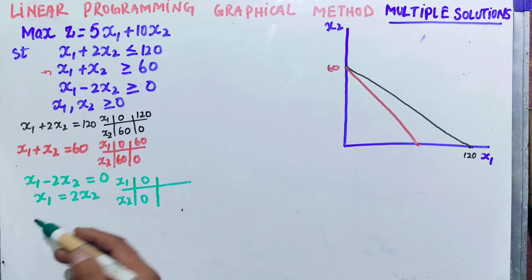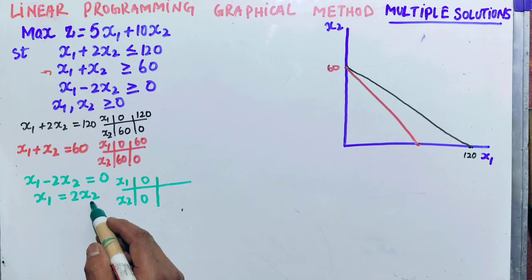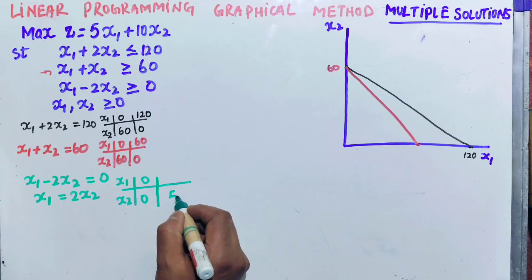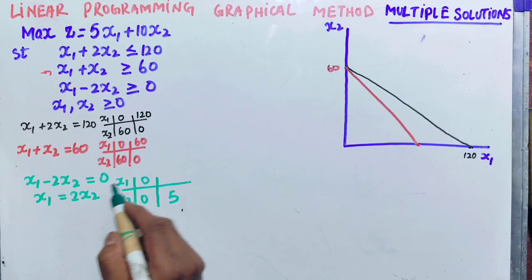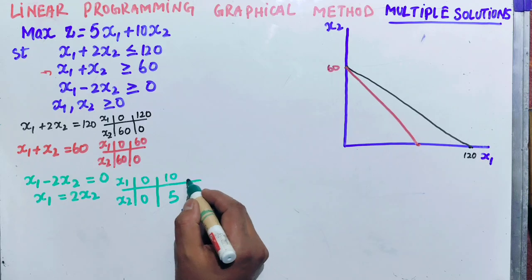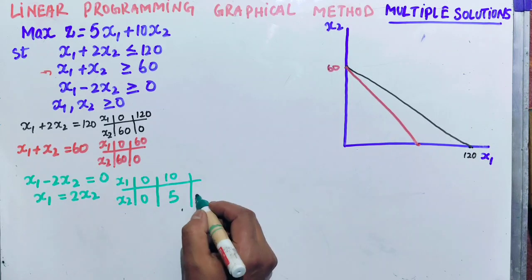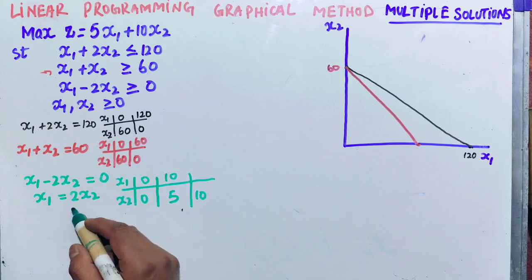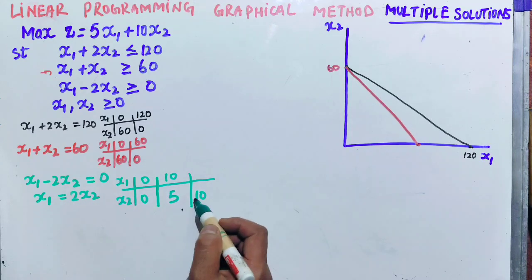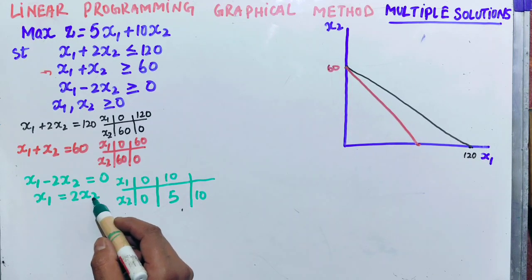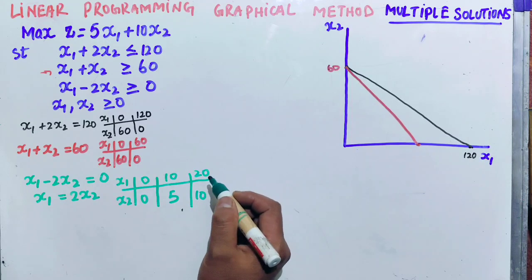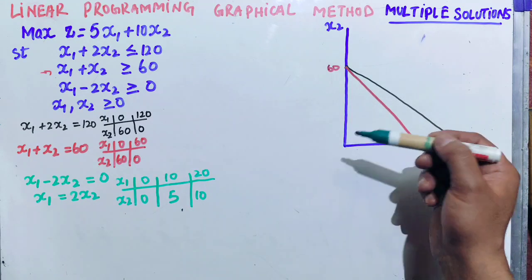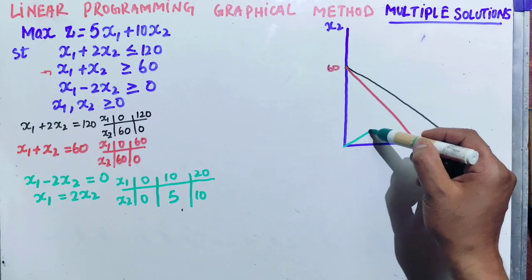Similarly, let us take some points here. Let us say when x2 is equal to 5, that means x1 will be equal to 5 into 2, which is equal to 10. Similarly, when x2 is equal to 10, x1 will be 2 into 10, which is 20. Okay, so we will get this kind of line, and let me try to draw it like this.